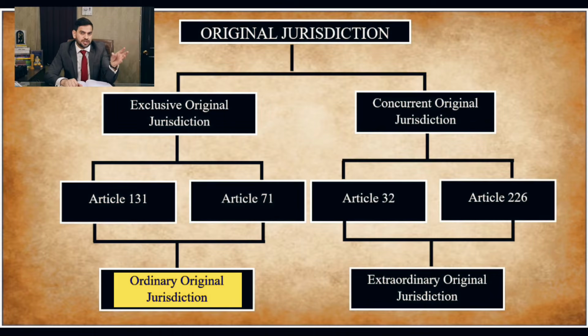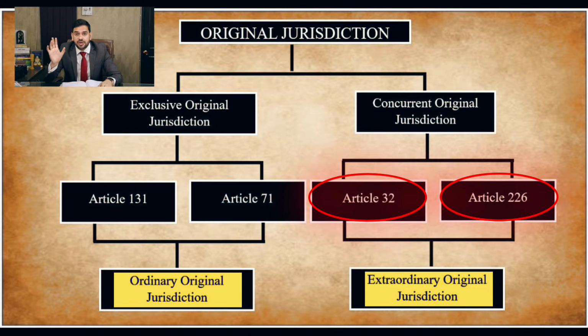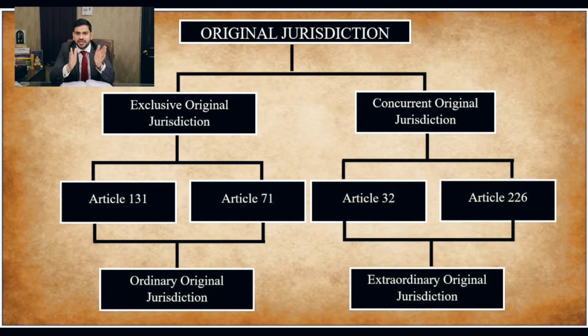Second thing we need to understand is that any suit which has been filed under Article 131 or 71 is called an ordinary civil jurisdiction. But when you file a writ petition under Article 32 or 226, that is called extraordinary civil jurisdiction. So what is the difference between ordinary and extraordinary?